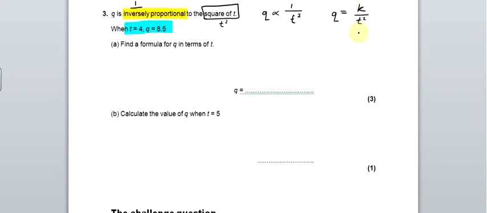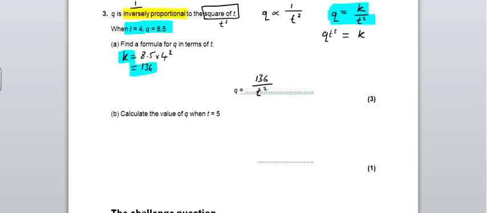So let's rearrange it to work out what k is. So k is equal to Q times T squared. I've just multiplied the T squared on both sides. So k is equal to Q, which is 8.5, times T squared, so that's 4 squared, which gives 8.5 times 4 squared, 136. And now I can write my formula down. Q equals 136 divided by T squared. All I've done is I've taken my formula and my value of k and stuck them together.